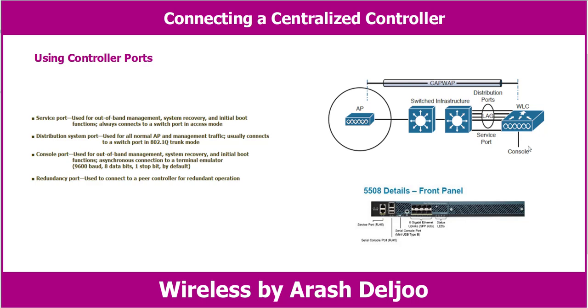After that, we have the console port. As you can see here, we have a console port. Also here we have the console port. The console port is used for out-of-band management, system recovery and initial boot functions. It is an asynchronous connection to a terminal emulator with a 9600 baud rate, 8 data bits and 1 stop bit by default. Also, we have the redundancy port. We use the redundancy port to connect to a peer controller for redundant operation.